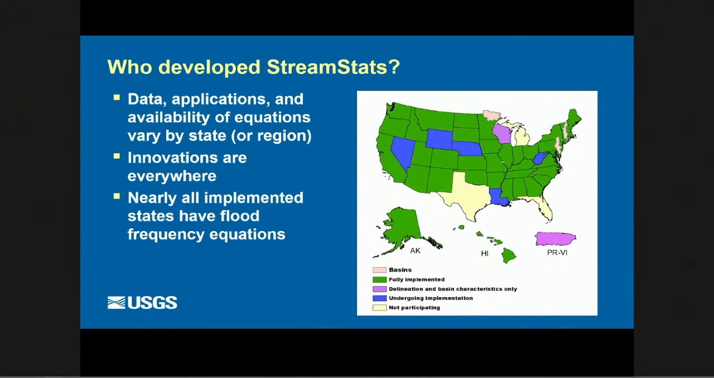You'll see a number of blue states on this map. Nevada, Wyoming, Nebraska, Louisiana, and West Virginia all have applications of StreamStats undergoing implementation. We expect to see West Virginia come into our StreamStats realm yet this fiscal year. We're going to get a pilot basin from Wyoming this year. Nevada and Nebraska are definitely down the road 1 or 2 years. And Louisiana is probably going to be early next fiscal year.